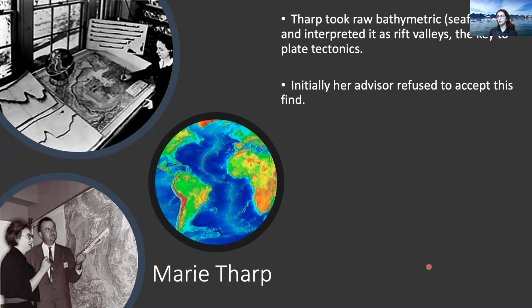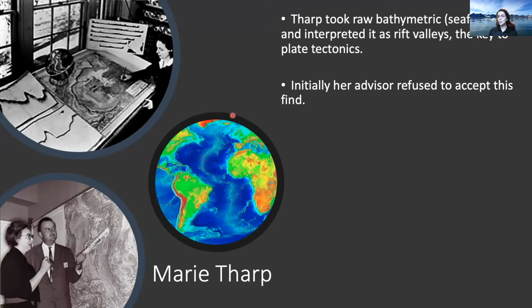And Marie Tharp took raw bathymetric data, which is just data that's collected off the side of ships about the topography, or the peaks and valleys, on the seafloor. She sat for hours and hours and hours tracing out this raw bathymetric data and actually placed it on maps and understood that where you had these peaks is where we have rift valleys. And those rift valleys are key to understanding plate tectonics. Those rift valleys is where new oceanic crust is created.